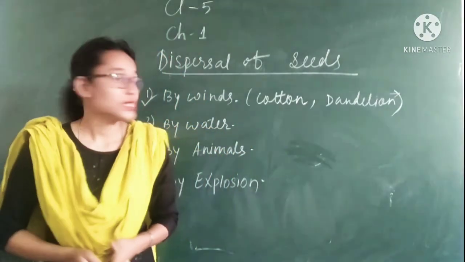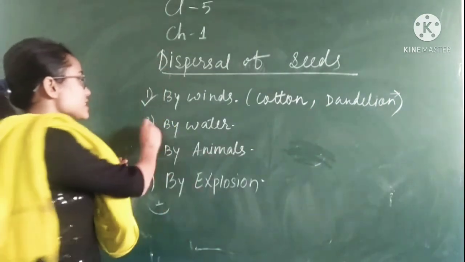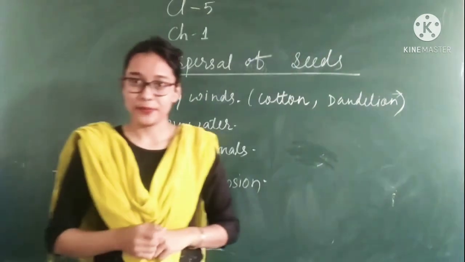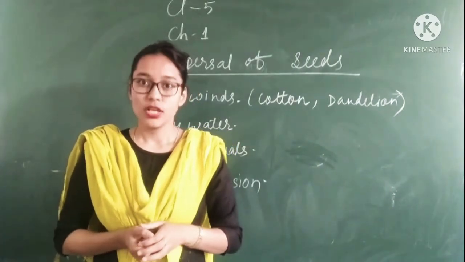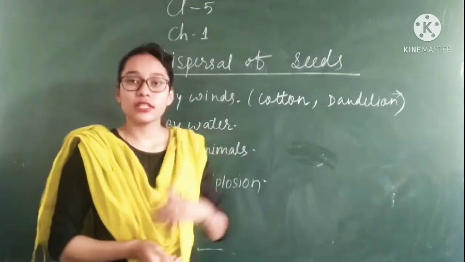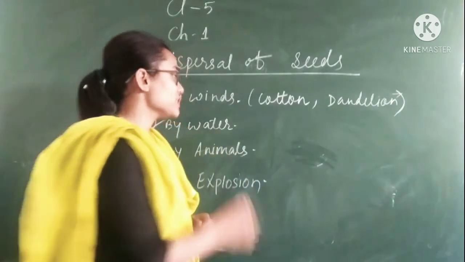So, some examples are cotton and dandelion. Okay, the next one is dispersal by water. You see, some seeds have a waterproof covering. So, they are taken away by water to different places and are dispersed. Now, one example is coconut.